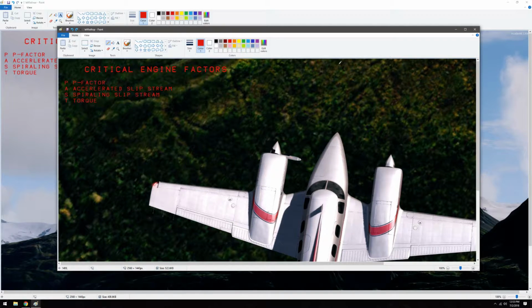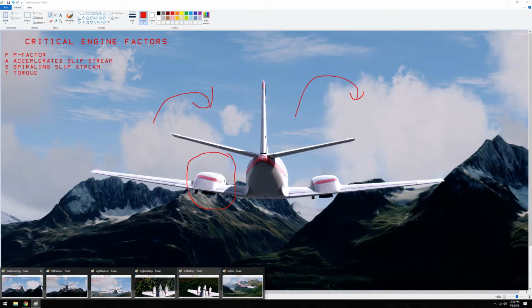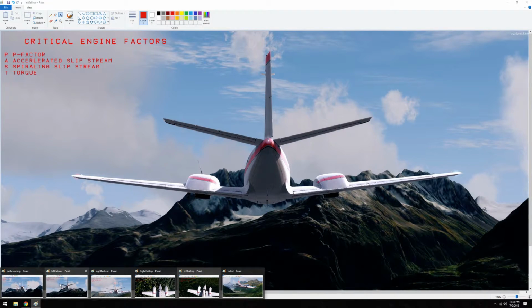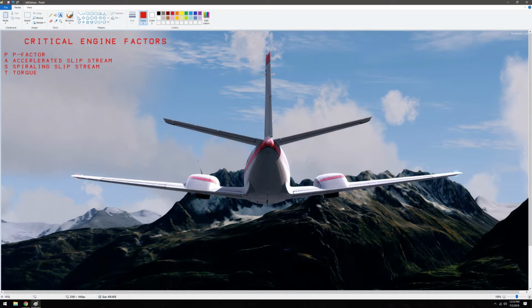Alright, so let's move on to accelerated slipstream. With accelerated slipstream, you have thrust being produced by that propeller. Once again, you have that asymmetric blade loading, so you have the outside propeller producing more thrust than the inside one. As you know, with a twin, that propeller is moving air over and under the wing, creating more lift. So there's more lift here on the outside, and definitely way more lift than on this side.